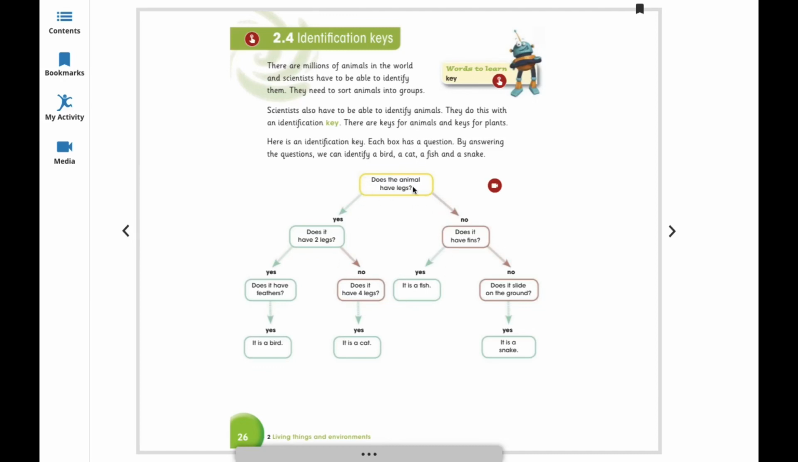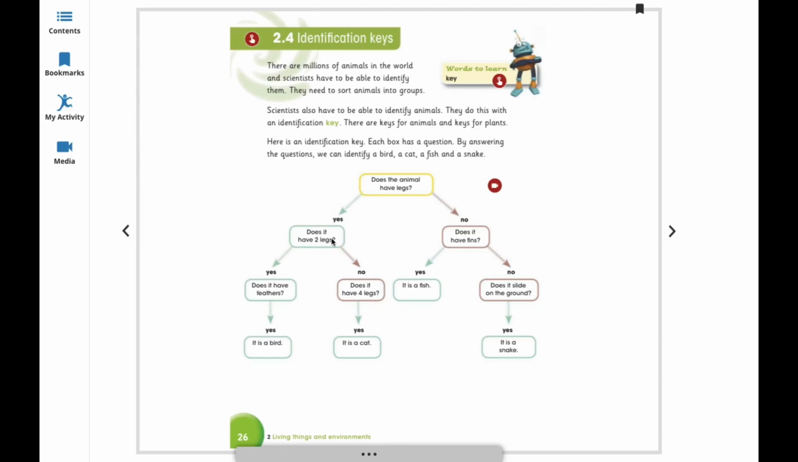Each box has a question, like you saw in the video, and by answering the questions in this key, for example, we can identify a bird, a cat, a fish, and a snake, okay? So the first question here is, does the animal have legs? Yes, okay? So we know that it could be a bird or a cat, okay? Because we already know that the answer no would bring us to a fish or a snake. Okay, so yes, it does have two legs.